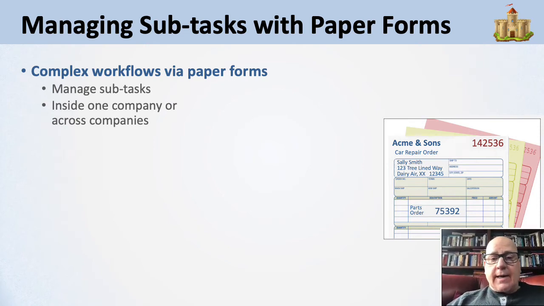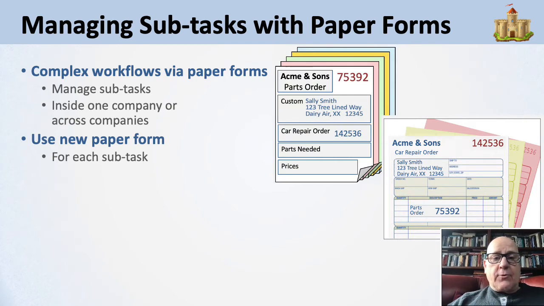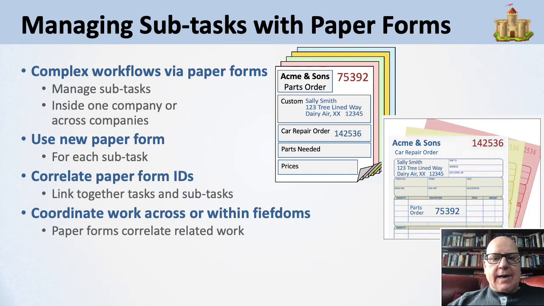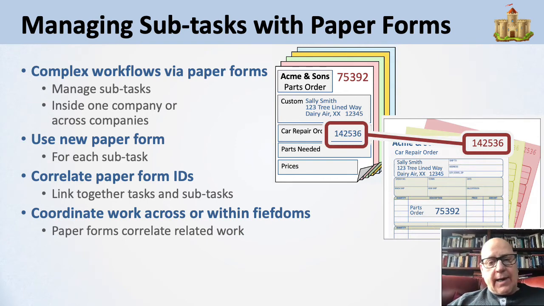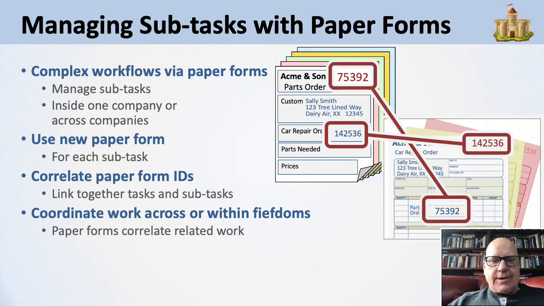So in this example, we're looking at Acme & Sons car repair. They're doing some work for Sally Smith in the town of Derriere. And then they use a new paper form to get the parts. So what you see here is you correlate these pieces of paper by putting the sequence number for the form. And so those form IDs match it together. They correlate it together. So the parts order says, hey, what car repair order is this part for? And the repair order says the parts order. They're correlated with each other by looking at the sequence numbers that are present.